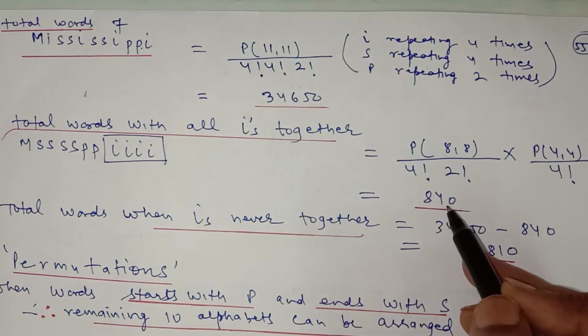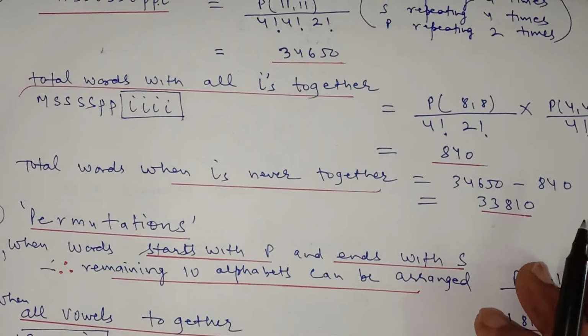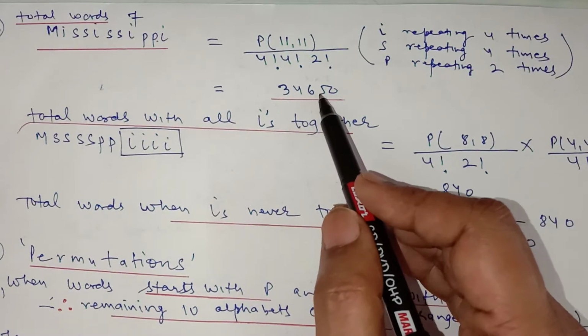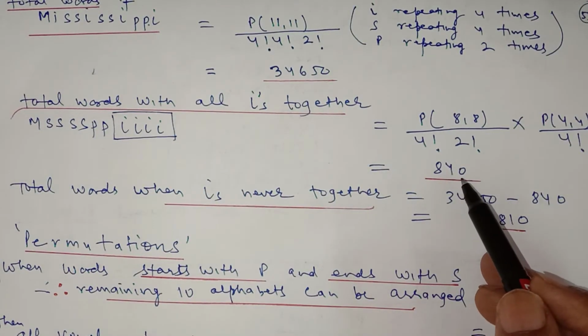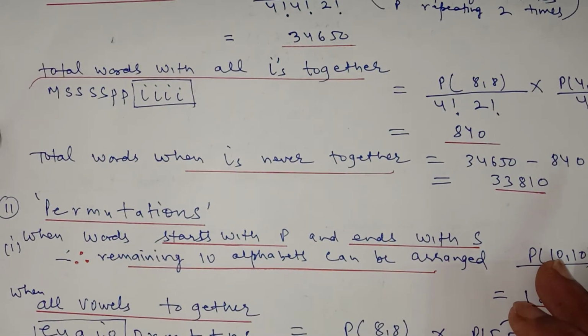Now how many words in which all I's are never together? So you subtract this 840 from this 34650, which will be the total number of words in which I's are never together. These are the total words of Mississippi. These are the total words in which all I's are together. These are the total number of words in which I's are never together.